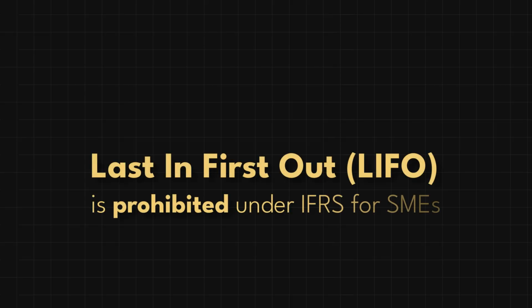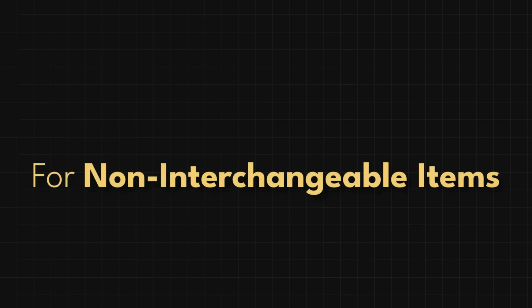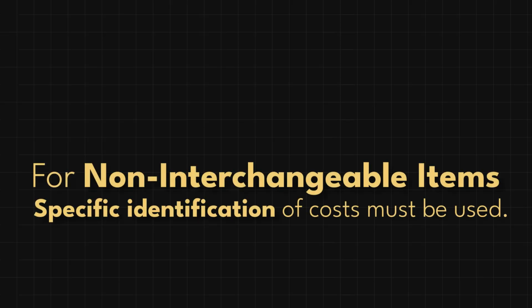Allowable formulas are first in, first out, and weighted average cost. The same formula must be applied consistently to inventories with a similar nature and use. Last in, first out is prohibited under IFRS for SMEs. For non-interchangeable items, specific identification of cost must be used.